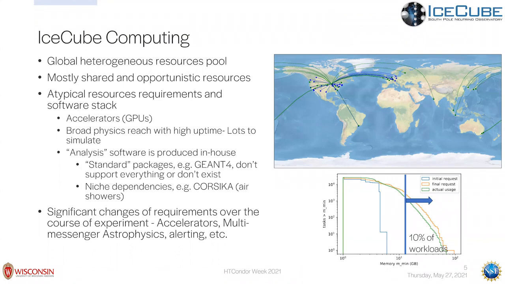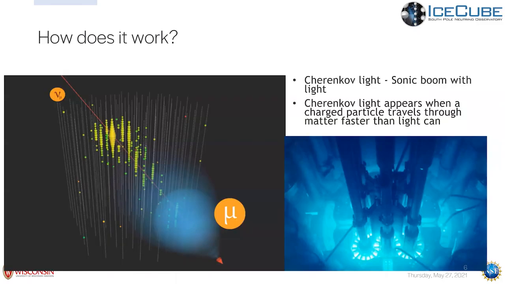workloads. So how does IceCube actually work? IceCube uses something called the Cherenkov effect or Cherenkov light. This is similar to a sonic boom, but with light. If you've ever seen a picture of a nuclear reactor, it glows in this bluish light, and this is actually from the particles coming out of the nuclear reactor during the nuclear reaction.